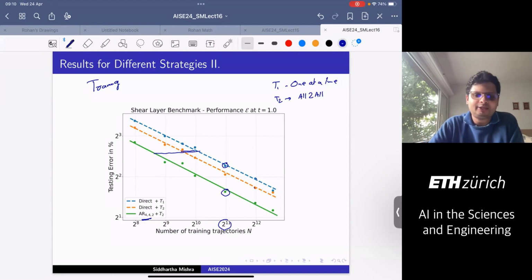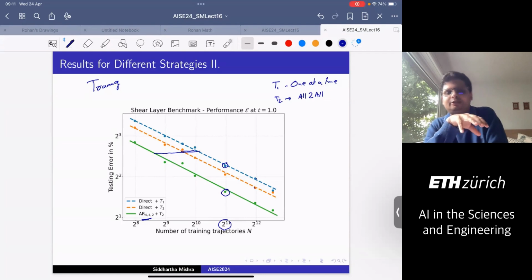During the break, there was a nice question by Luca Gaffarpour. Luca asked, is the all-to-all training strategy and autoregressive inference technique specific to CNOs, or can it be extended to any time-dependent neural operator? Yes, it has nothing to do with the spatial structure of the neural operator.